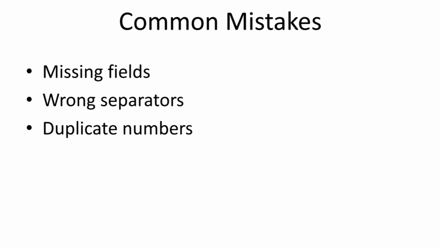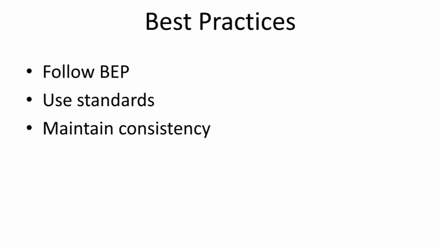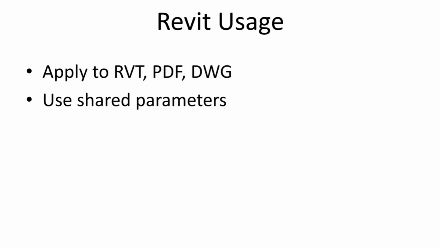Some common mistakes to avoid are missing fields, using incorrect separators, random naming, duplicate numbers, and inconsistent use of uppercase and lowercase. These small mistakes can create major confusion in the project. To follow best practice, always refer to the project BEP, use standard codes, maintain consistency, and validate file names before uploading. Automation tools can also help you reduce the errors.